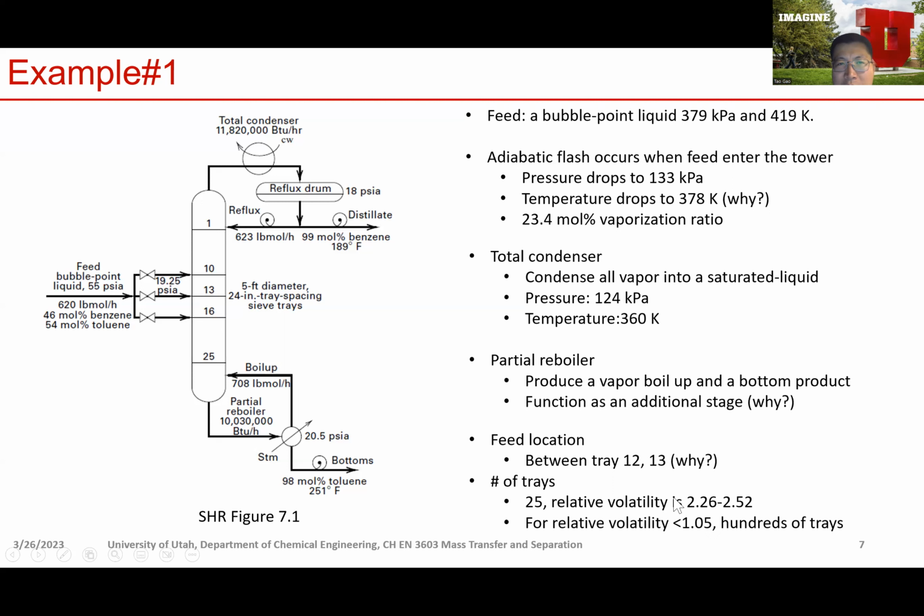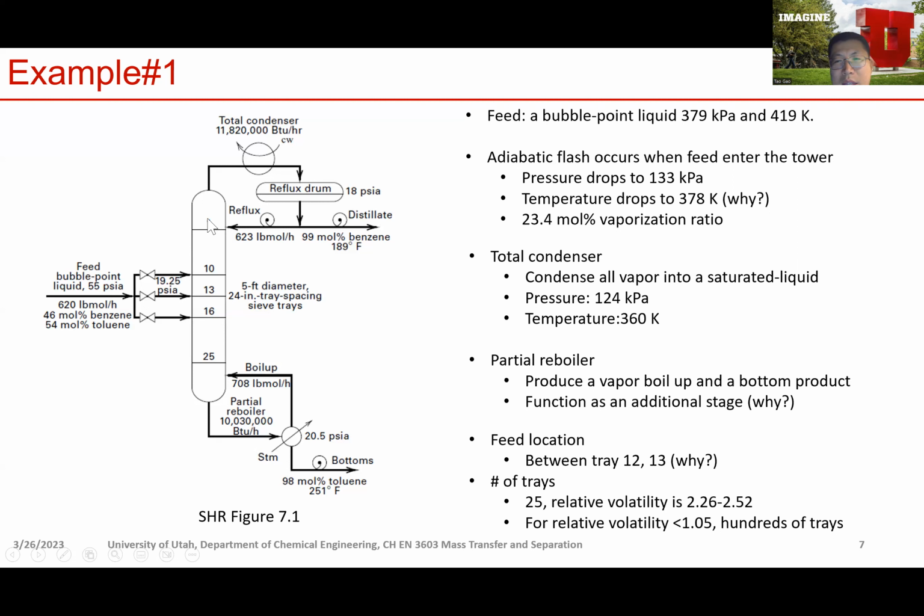For this particular case, we have 25 trays. We have a relative volatility that ranges from 2.26 to 2.52. So why do we have a different volatility? Why do we have the range? There are two reasons. One of them is that the temperature at each stage is different. The higher we are in this column, the lower the temperature is.